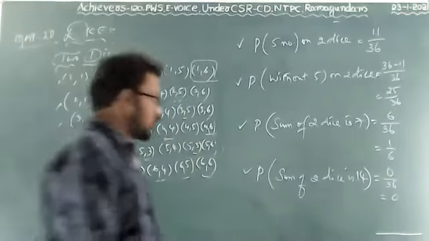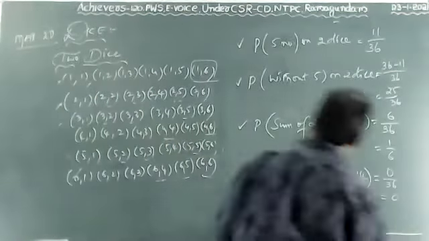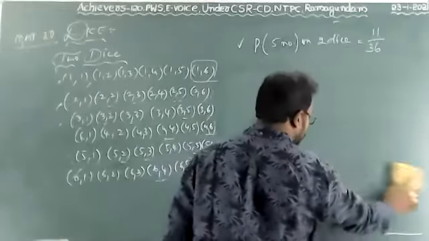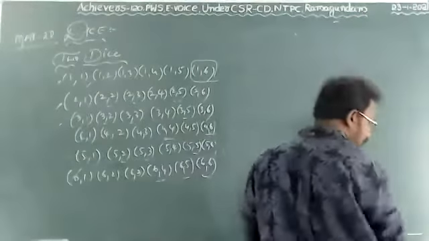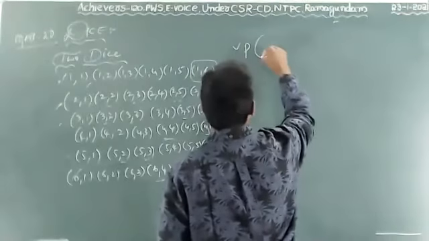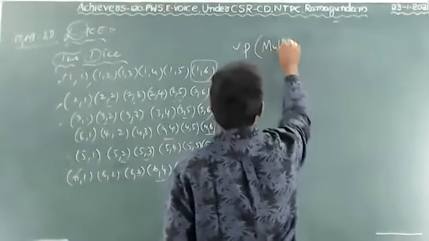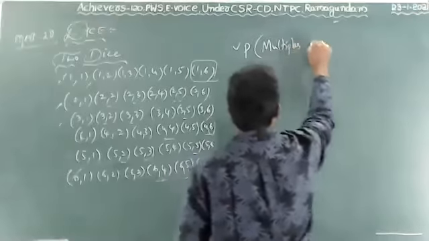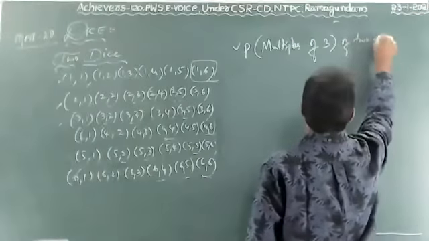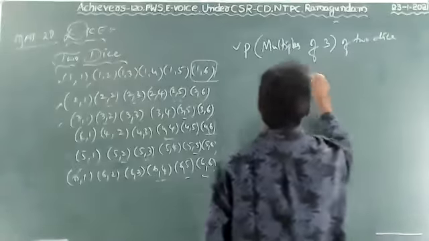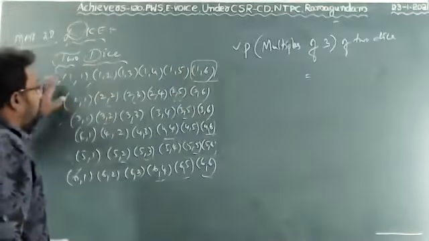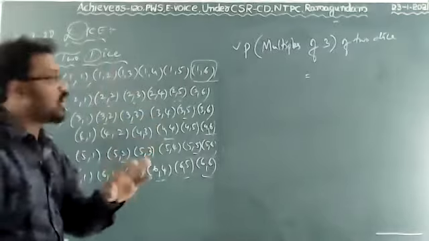And finally, we'll see one more. What is the probability of getting the multiples of 3 of 2 dice? Multiples of 3 of 2 dice. With 2 dice, it should be a multiple of 3.